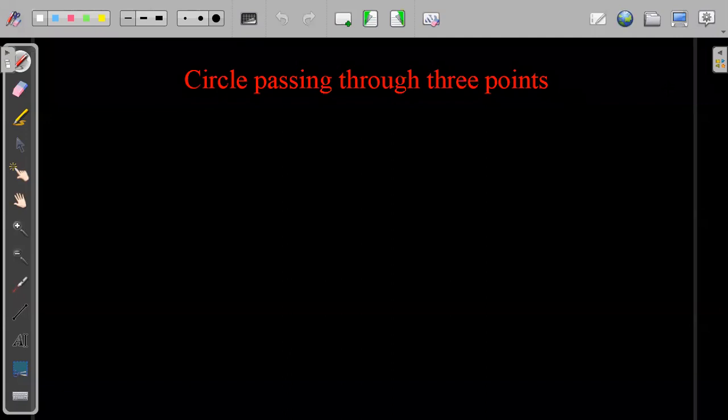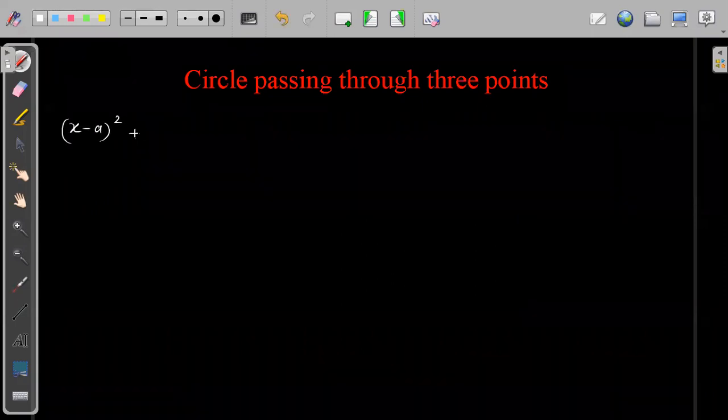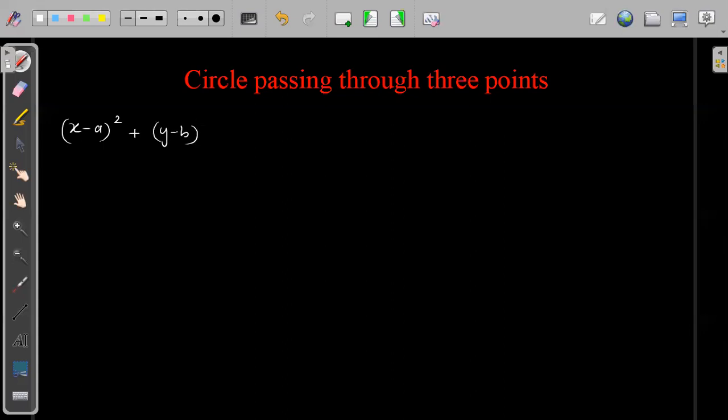Okay, so the next part will be the circle. We have to find the equation of the circle which is passing through three different points. We know that any circle can be written in the special form, where we have the center and the radius: x minus a whole square plus y minus b whole square is equal to r square. This is the representation of a circle.